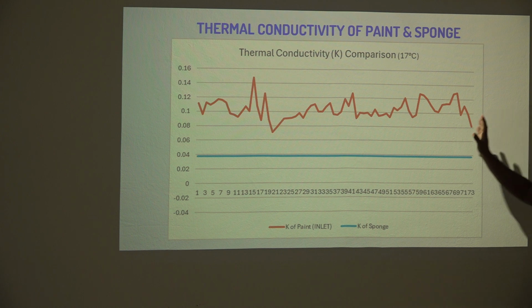So now, this graph will show the thermal conductivity of the paint versus the sponge.